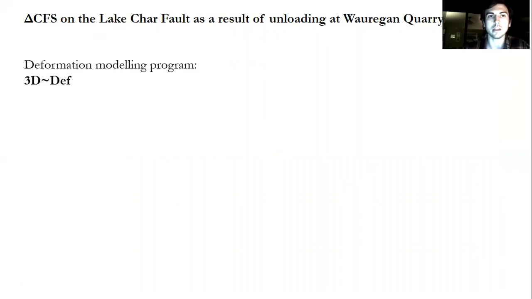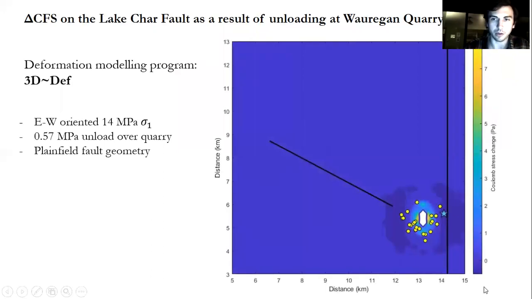So we used that information as input into our model, using a program called 3D deformation to essentially determine the change in Coulomb failure stress on the Lake Char Fault as a result of unloading at Wauregan Quarry, which is the quarry in Plainfield. So here we have the output, or basically the results of that model. This black line here is the west dipping Lake Char Fault. This line is the strike slip fault.